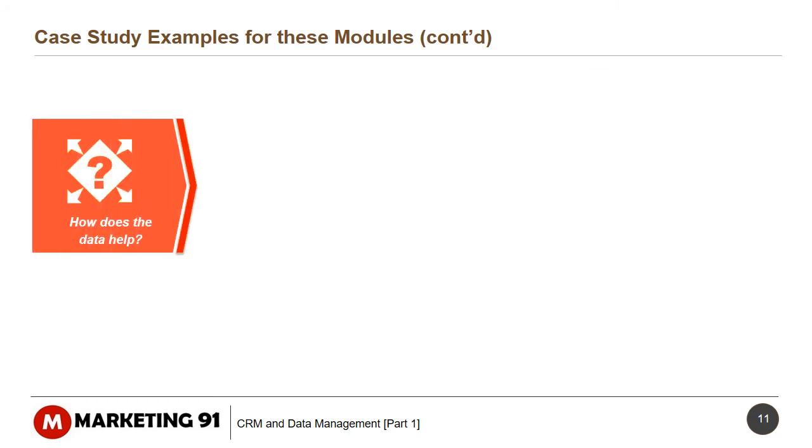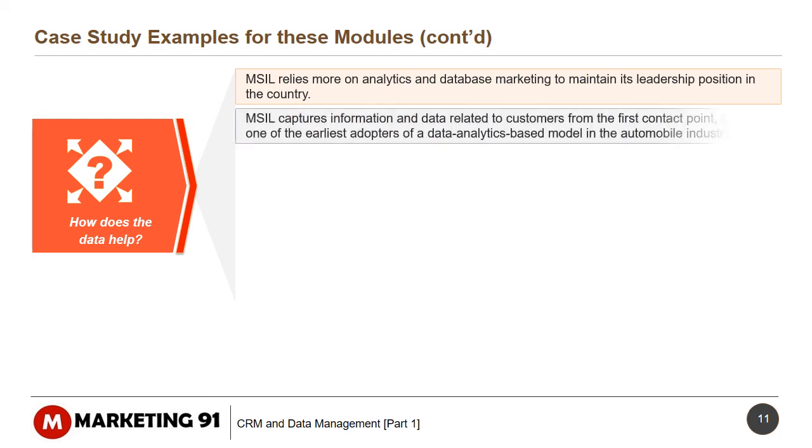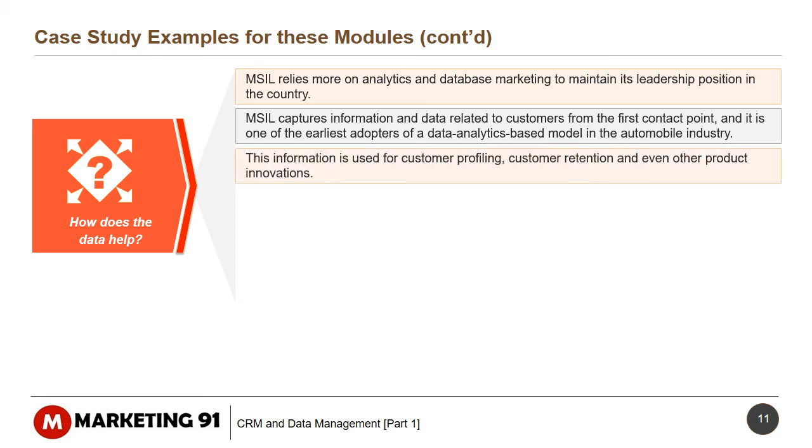How does the data help Maruti? MSIL relies more on analytics and database marketing to maintain its leadership position in the country. MSIL captures information and data related to customers from the first contact point, and it is one of the earliest adopters of a data analytics-based model in the automobile industry. This information is used for customer profiling, customer retention, and even other product innovations.